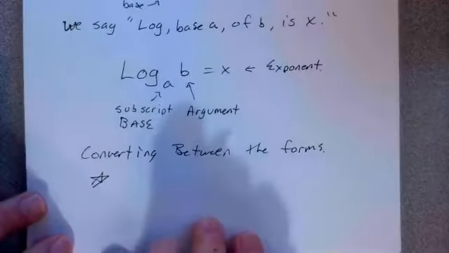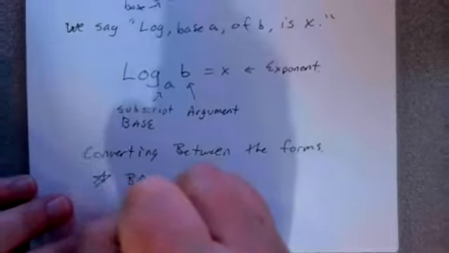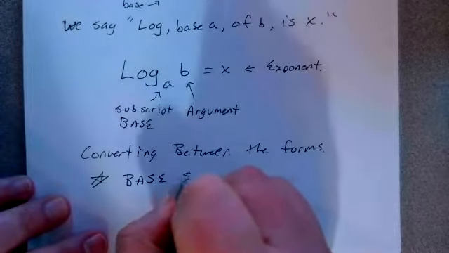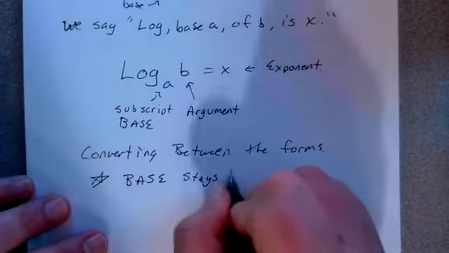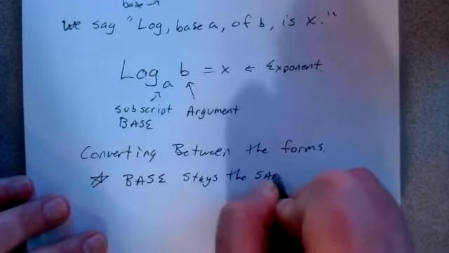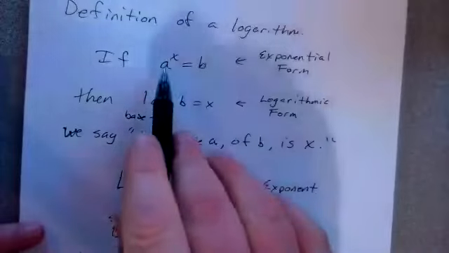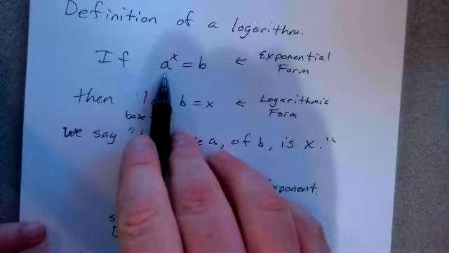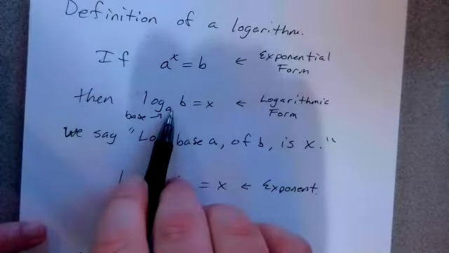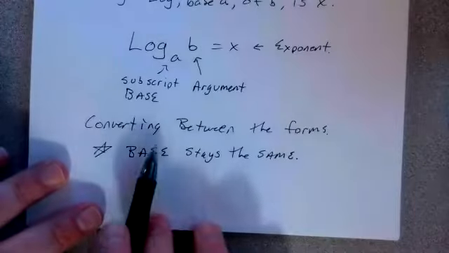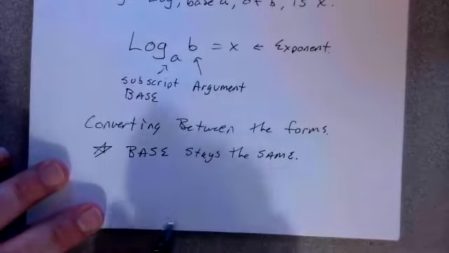The first thing is the base stays the same. Here's what I mean by that. The base of the exponential is a. The base of the logarithm is a. So the base stays the same.